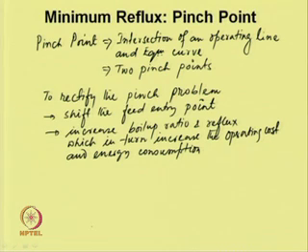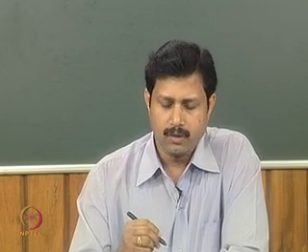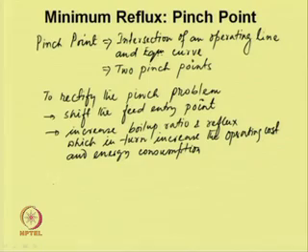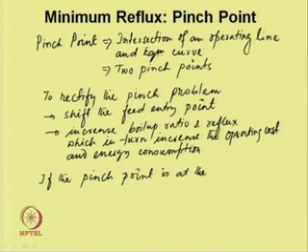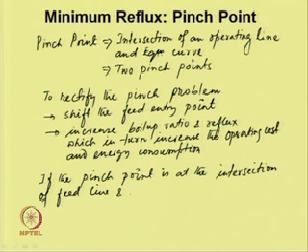A pinch at the intersection of the feed line and the equilibrium curve is known as the minimum reflux. If the pinch point is at the intersection of the feed line and the equilibrium curve, then it is called the minimum reflux condition.